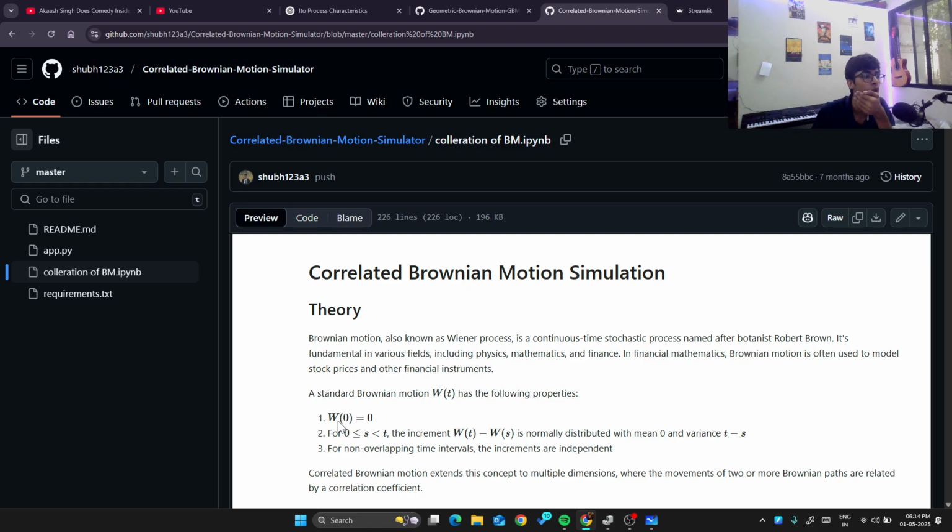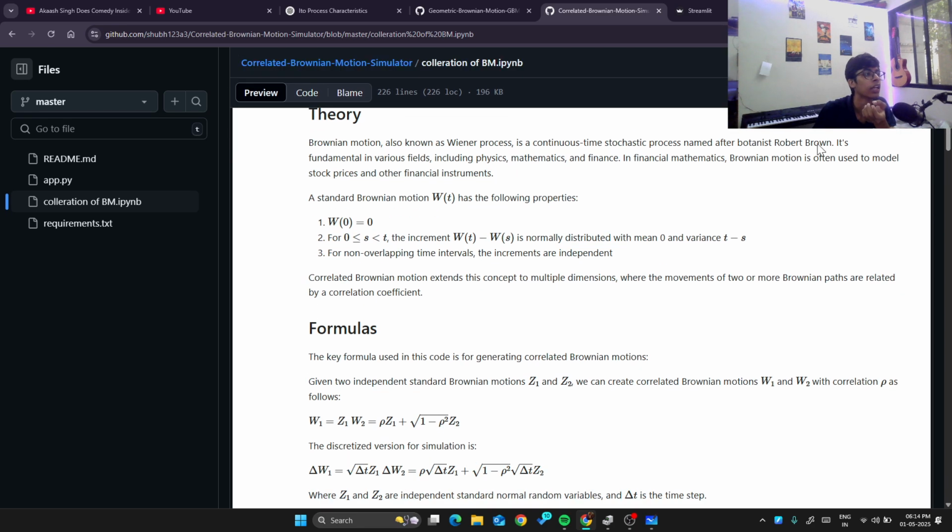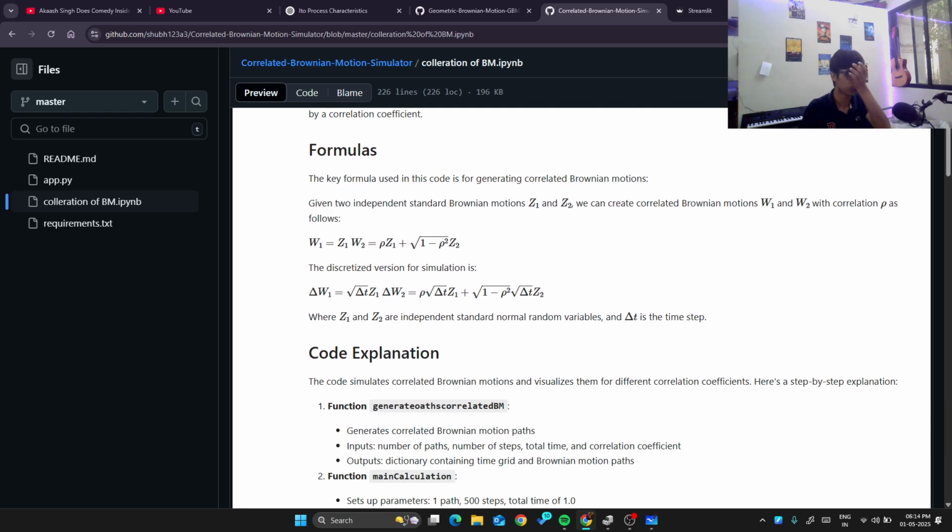So the Brownian motion starts from 0. The difference between S and T is normally distributed, the variance is T minus S, and non-overlapping increments are independent. The formula of, so let me show you.